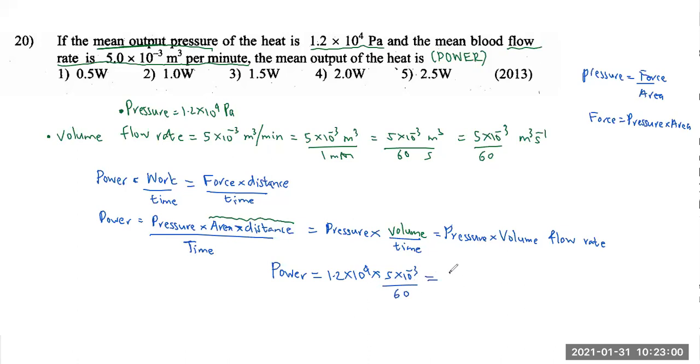I think the answer is 1 watt, because on top we will be getting 60. 1.2 into 5 is 6. 10 to the power 4 into 10 to the power minus 3 is 10. 6 into 10 is 60. 60 over 60 is 1. 1 watt is the answer, and that should be the second answer.